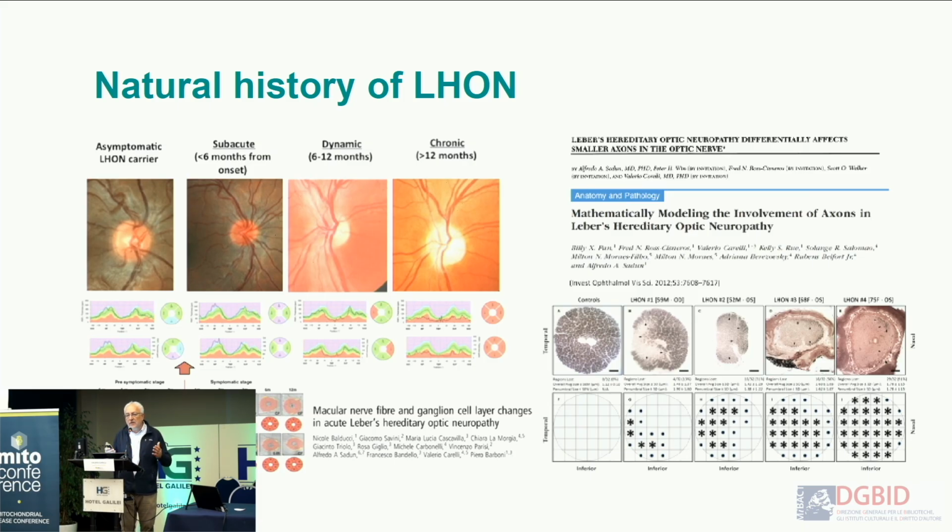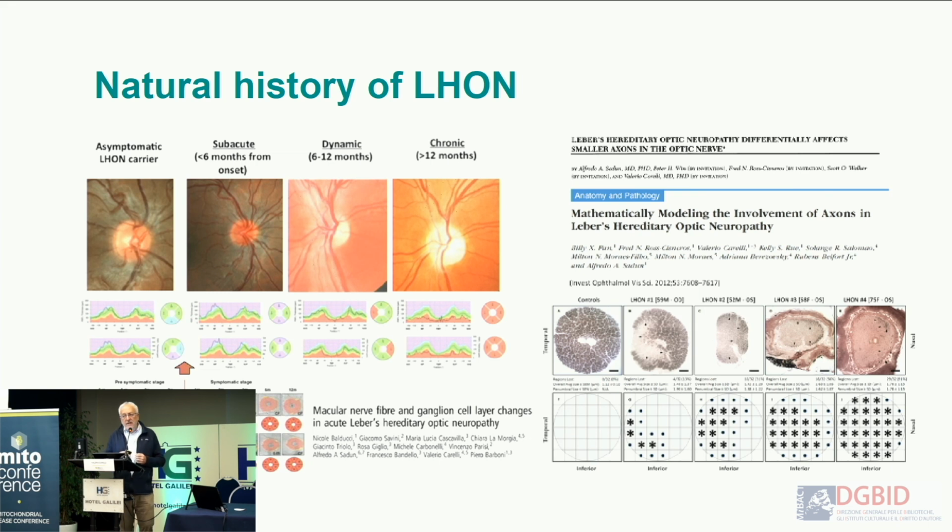And at the end, you enter the chronic phase after 12 months. And optical coherence tomography, as Piero Barboni has described in the mini symposium yesterday, is an extremely interesting tool to follow these patients, looking at the retinal ganglion cells in the early phase and at the retinal nerve fiber layer in the later stages, and gives you information about how the disease progresses, how fast.